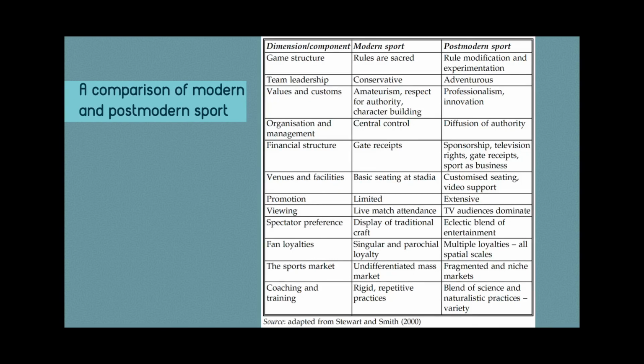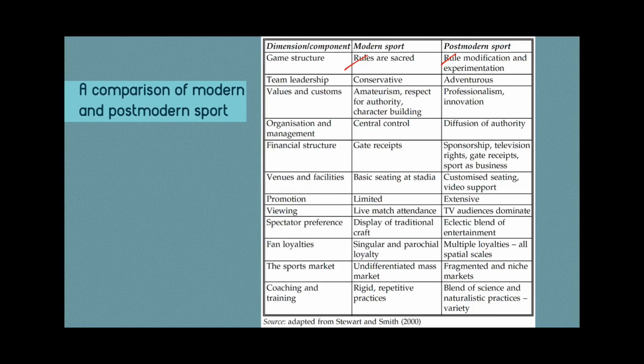And as we were explaining earlier, sports are now changing, and we have now the dawn of postmodern sports that are outside the usual realm of modern sports. And these are some of the differences between modern sport and postmodern sports. For modern sports, rules are sacred. But for postmodern sport, rules can be modified and experimented upon. And this could be possible areas wherein we could create new sports tourism attractions.